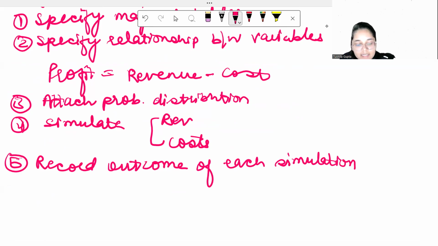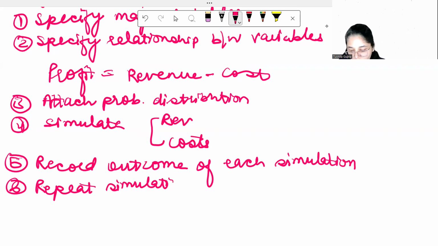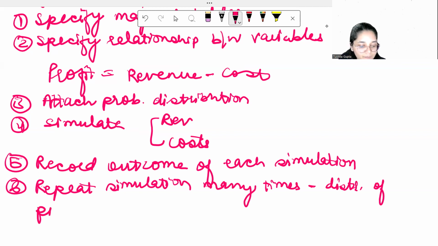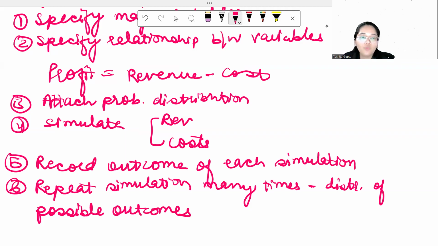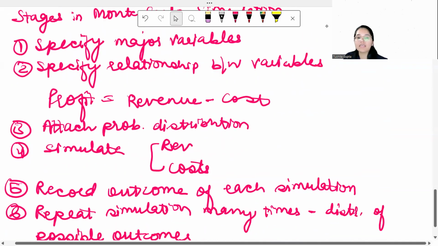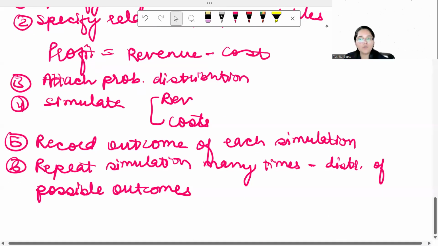And last but not the least, the step is to run this many times so that I get a range of probabilities of different outcomes which can happen. So repeat the simulation many times so that you get a distribution of possible outcomes. So this is how you work out your Monte Carlo simulation. These are the stages. Again, repeating, numericals will not be asked from a Monte Carlo simulation.